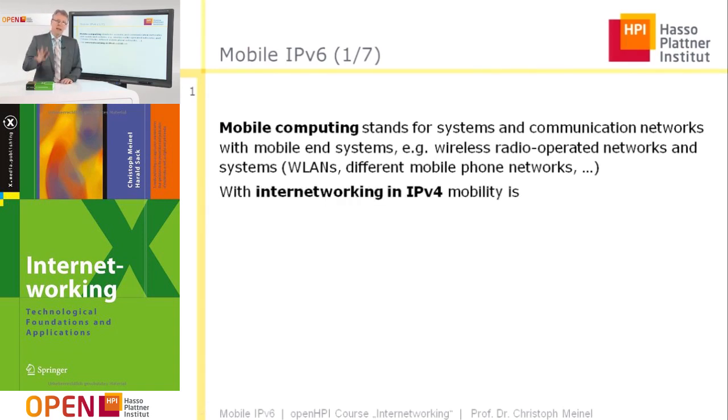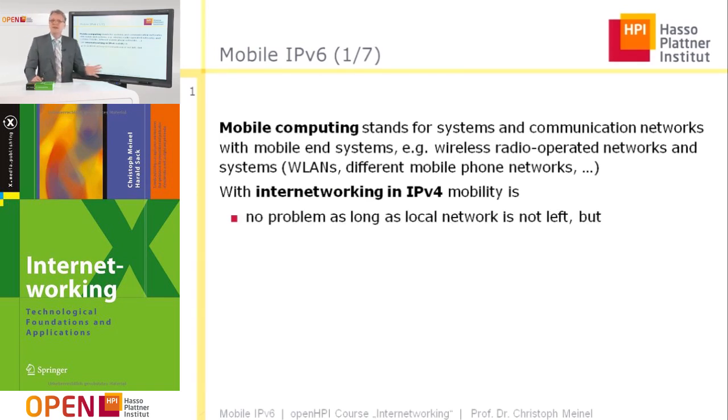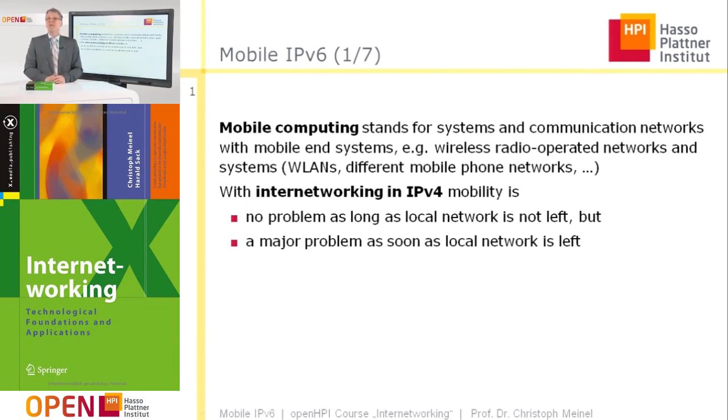If we look back to IP version 4, then mobility was not at all a problem as long as a mobile device belongs to and stays in the area of the local network. Because there is a local address, you remember there is a network address and a host address, and as long as the network is not left, it works fine. But in IP version 4, it becomes a big problem if the mobile device leaves the local network and wants to connect in another network to the internet.